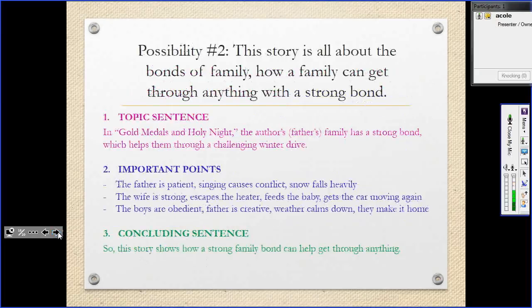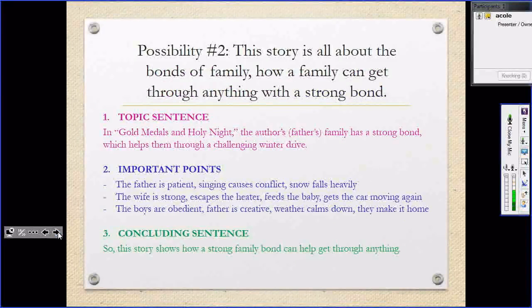So let's look at another possibility. Another way that we can look at this is we can say that this story is all about the bonds of family, how a family can get through anything with a strong bond. So maybe this time my topic sentence is, in Gold Medals and Holy Night, the author's family has a strong bond, which helps them through a challenging winter drive. So I've changed my perspective a tiny bit, right?